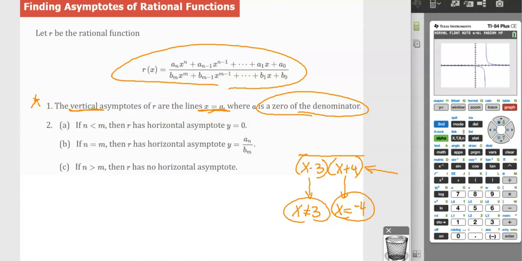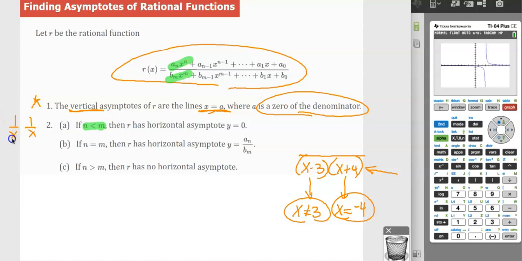And then how about the horizontal asymptotes? Well, for the horizontal asymptotes, what you're going to basically do is look at the high exponents. Only the high exponents, because it's going to give you a big clue. So notice it says, if n is less than m. So notice the exponent, if n is less than m. So in other words, if the bigger exponent is in the bottom, like 1 over x.